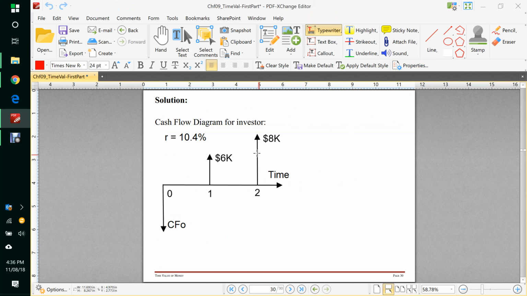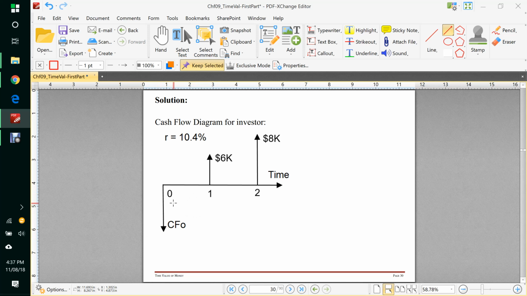So we'll start with a cash flow diagram for this project. This is a cash flow diagram for the investor. If we participate, we're going to put money in now, so that's negative. Then in a year, we'd get $6,000 back, and in 2 years, we would get $8,000 back, and the interest rate is 10.4%.